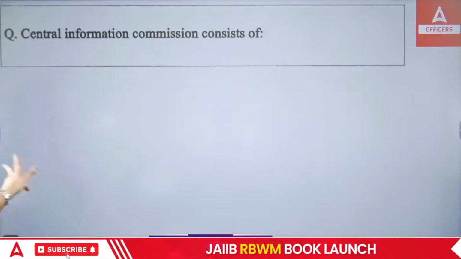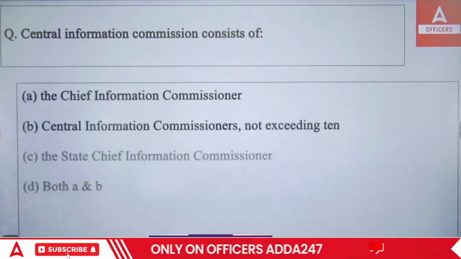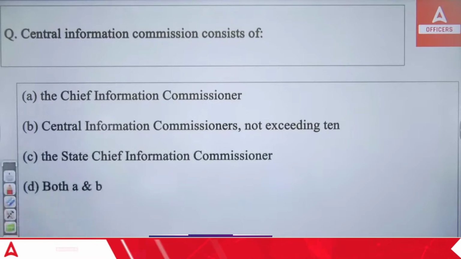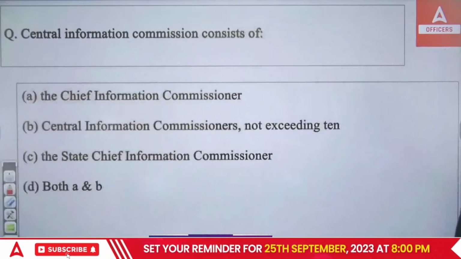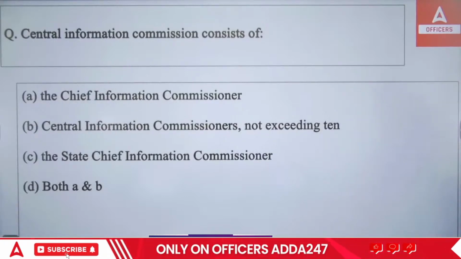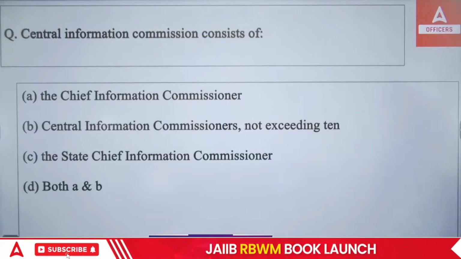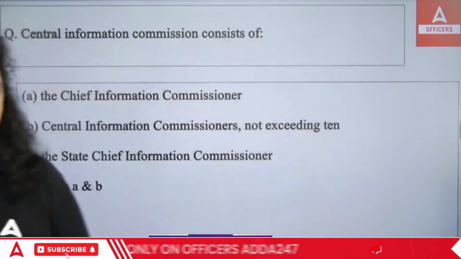Next question is about what the Central Information Commission consists of. First, it says the Chief Information Commissioner. Second, the Central Information Commissioners not exceeding 10. Third, the State Chief Information Commissioner. Fourth, both A and B. When we are talking about the Central Information Commission, which of the following does it cover? A, B, C or D? Which of these are part of the Central Information Commission?